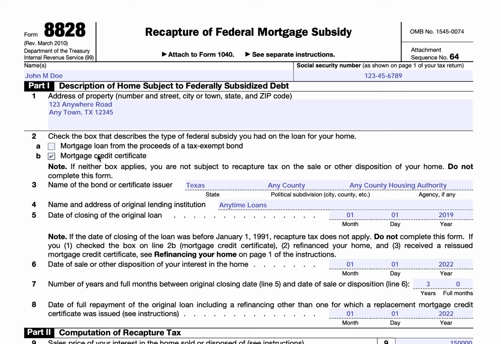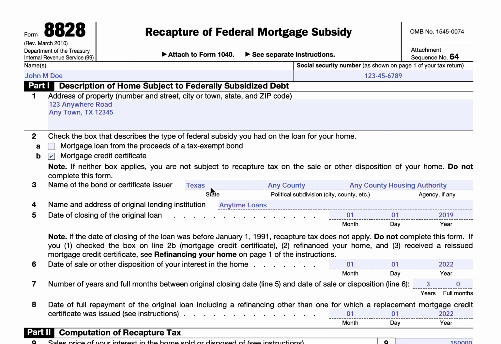In line two, you'll check either of the boxes that apply to your situation. As I mentioned, John Doe is selling a house for which he had a mortgage credit certificate. And again, if neither box applies, then you don't need to recapture tax. So don't complete the form.